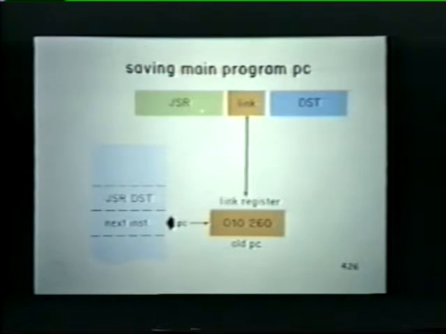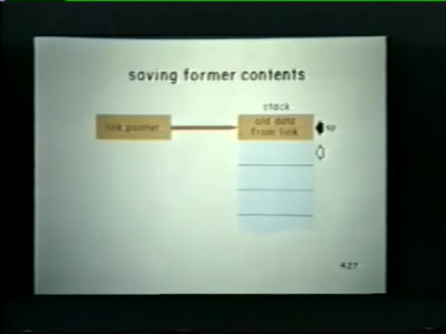However, we again have a similar problem. The register specified as the link may have data that is pertinent to the main program. Therefore, we must also save this data before we can load the link register with the PC. We save the former contents of the link register by simply pushing it onto the hardware stack. This, of course, means that the stack pointer will also move to point to the latest entry on the stack. Now you can see why we must never use R6, the stack pointer, as the link register.